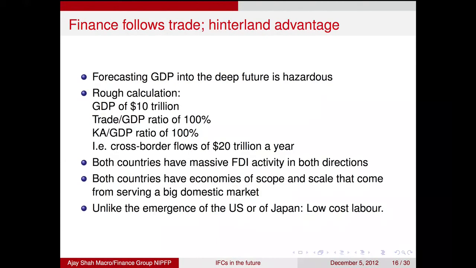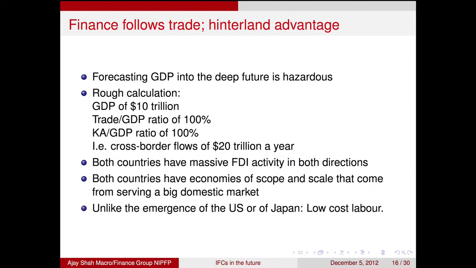I would put this as a question mark: if India gets to a $10 trillion GDP, if China gets to a $20 trillion GDP, then I think that there would be very large cross-border activity, and that would generate demand for international financial services, which would be a great foundation for an international financial center. Similarly, if these numbers of 10 trillion and 20 trillion dollars of GDP materialize, then in India and China, there would be the economies of scope and scale that come from serving a big domestic market. If a GDP like 10 and 20 trillion dollars does materialize, you will get that fiscal backstop. You will get the ability to host a big financial system.